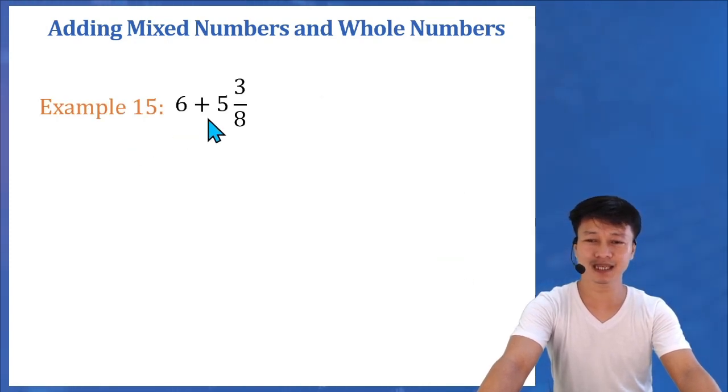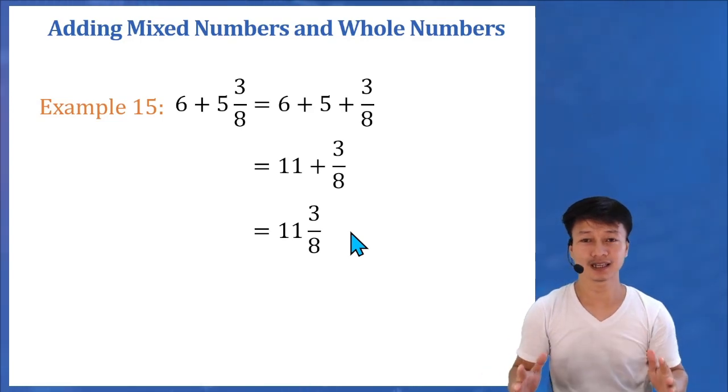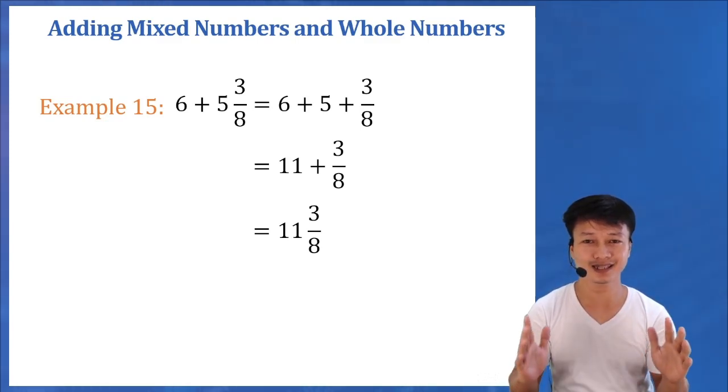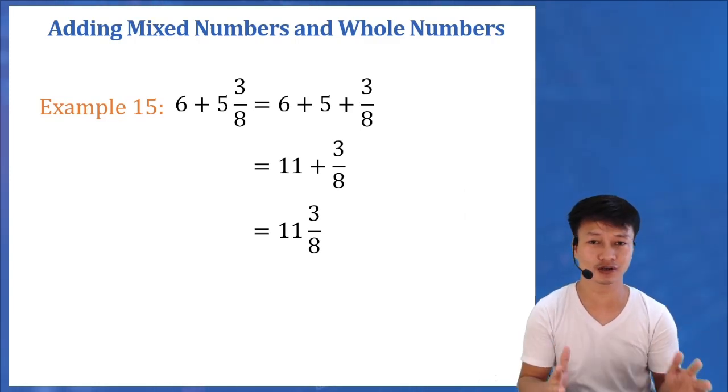Example number 15, we have 6 plus 5 and 3 over 8. And that is equal to the whole number part plus another whole number, which is 5 plus 3 over 8. And the sum of 5 and 6 is 11 plus 3 over 8. And that will give us 11 and 3 over 8. Ganun lang kadali. Okay? So, you are going to use only the butterfly method if you are going to add two dissimilar fractions.